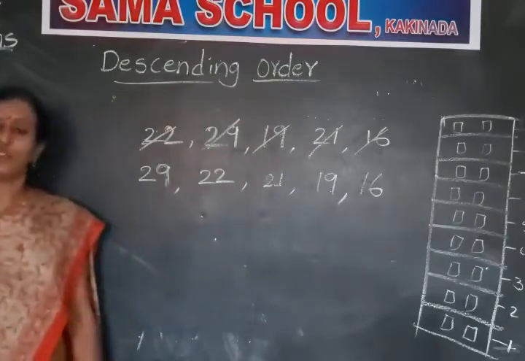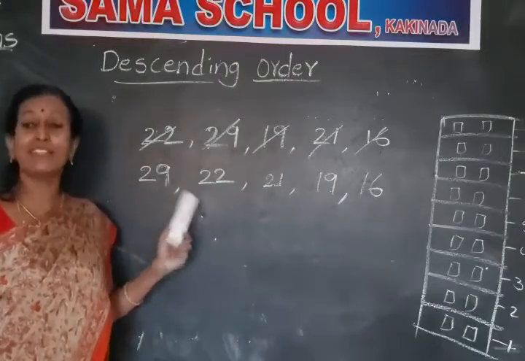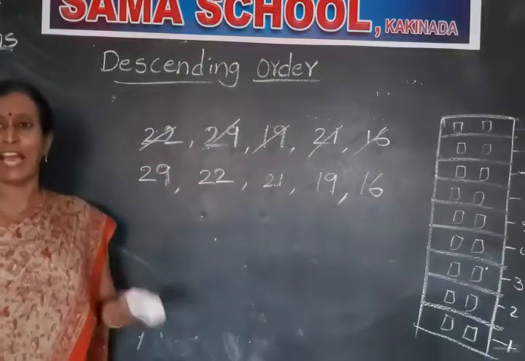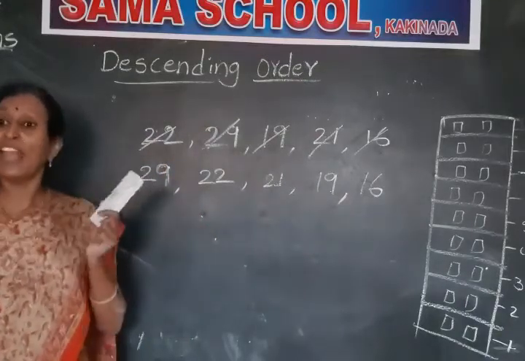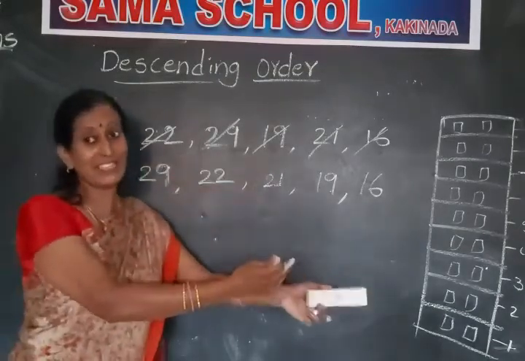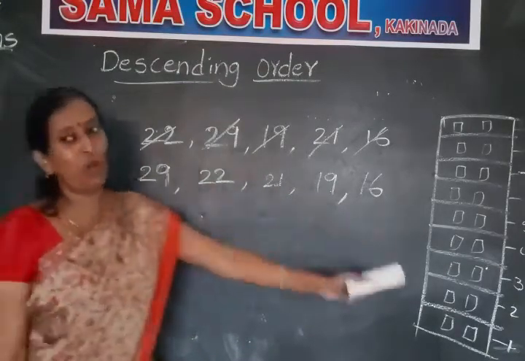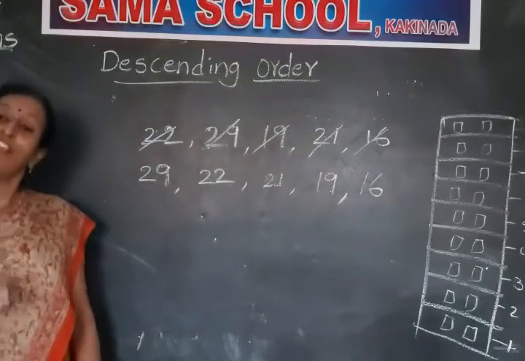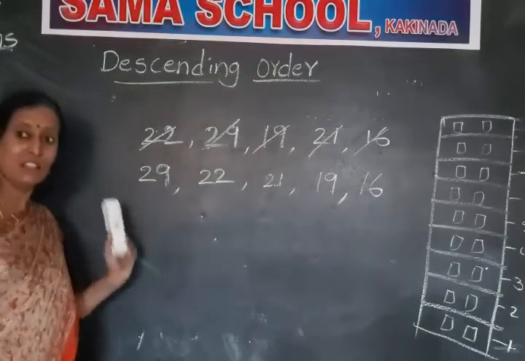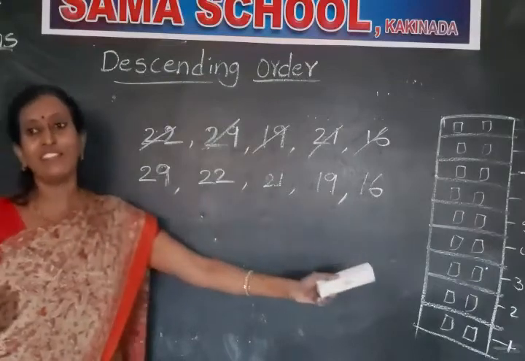Now children, did you understand what descending order means? Descending order is to arrange the numbers from biggest to smallest. You simply practice more times. Ascending order is to arrange smallest to biggest. In descending order, you arrange the numbers biggest to smallest. The more you practice, the more easily you can identify. Ascending means you arrange smallest to biggest. Descending means you arrange biggest to smallest.